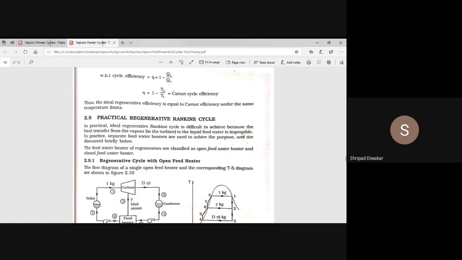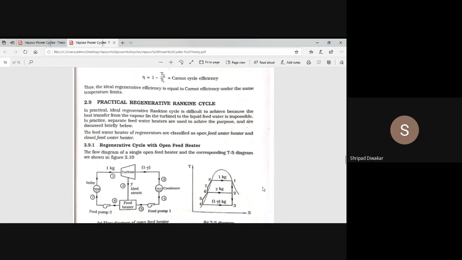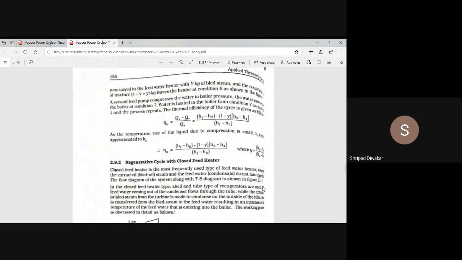Like that, we also have the practical regenerative cycle. Just go through and analyze these things. Only two things are there: one is the open feed water heater and the other is the closed feed water heater.